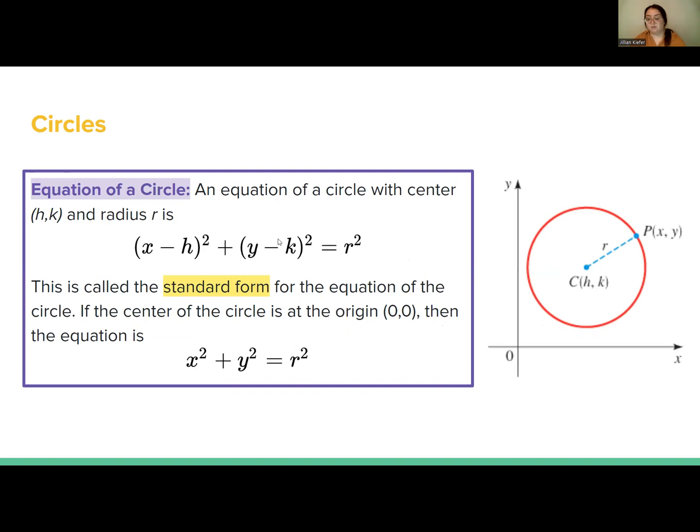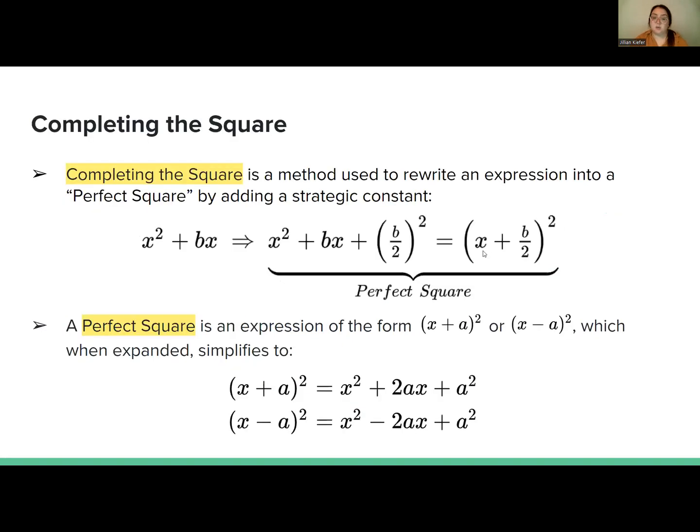So this is what we need to use. A perfect square is also an expression of the form (x + a)² or (x − a)². And x or y doesn't matter, it all works the same. So a perfect square is one of these expressions. When it is expanded, meaning when it's actually multiplied out, it simplifies to one of these expressions.